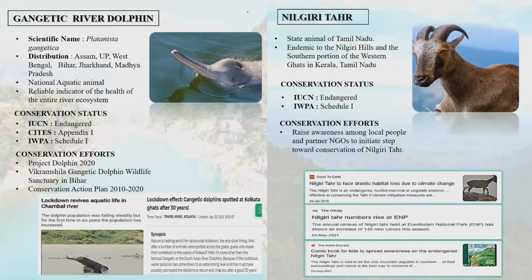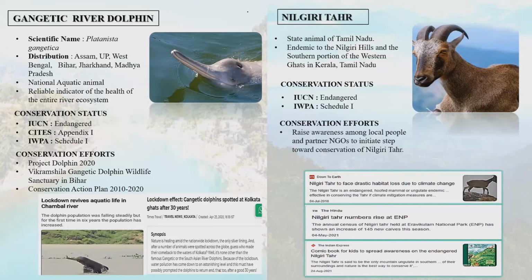Gangetic River Dolphin only lives in fresh water, so it is a reliable indicator of the health of the entire river ecosystem. It was recognized as the National Aquatic Animal in 2009. According to IUCN, it is endangered. Various conservation efforts have been made by the government, such as Project Dolphin 2020, which was launched on the 74th Independence Day by our Honorable Prime Minister Narendra Modi. Vikramshila Gangetic River Dolphin Sanctuary was initiated as a protected area for the conservation of dolphins.